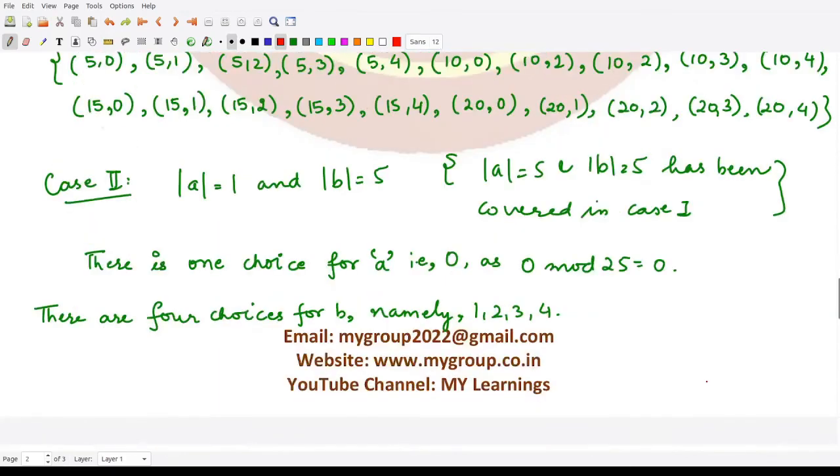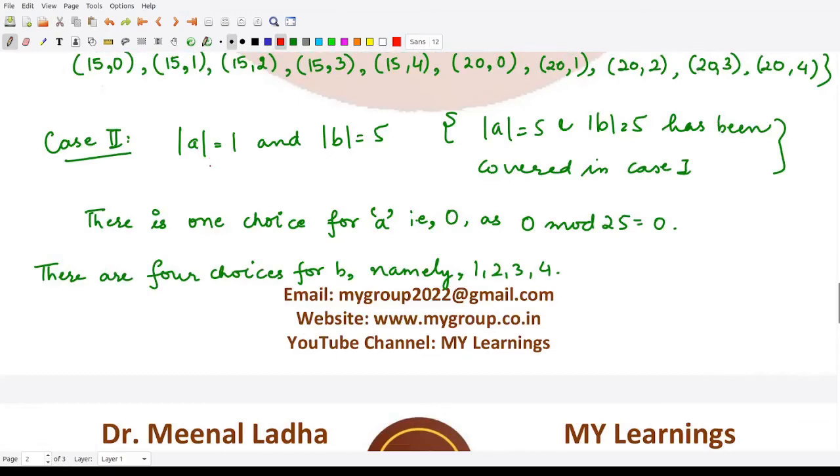For the second case, now we are taking the order of A to be 1 and the order of B to be 5, and we are not taking in this case the order of A as 5 and the order of B as 5, because this case has been considered in case 1, right? Okay, so now for the order of A to be 1, A has to be selected from Z25, and in Z25 we have in total 25 elements. So there is only one choice for A here, which is the identity element, which is the 0. Why? Because when you take 0 mod 25, you would have 0 here, correct?